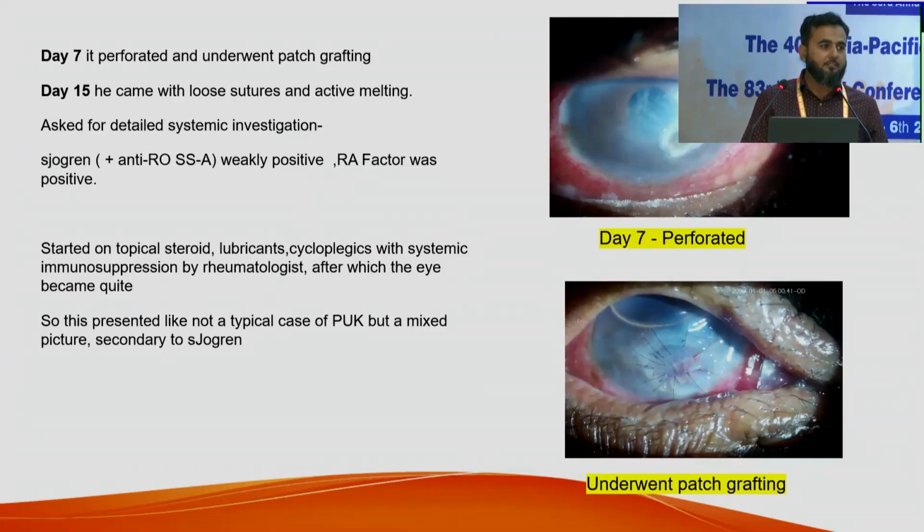So we thought, no, there is something occult systemic involvement. So this time he tested positive for Sjogren as well as RA factor. Now after starting only with immunosuppression, the graft melting was arrested, and he's doing well as of now on this topical as well as systemic immunosuppression. So this presented like a not a typical case of PUK, but a mixed picture secondary to Sjogren's.